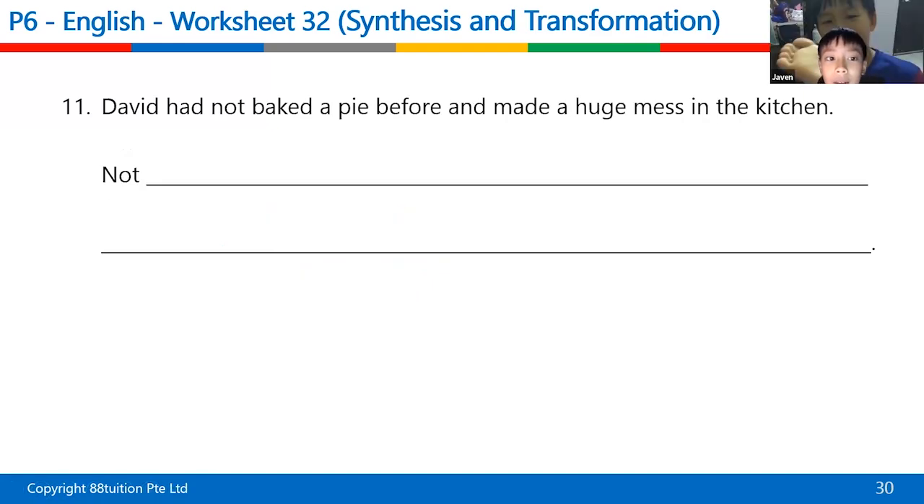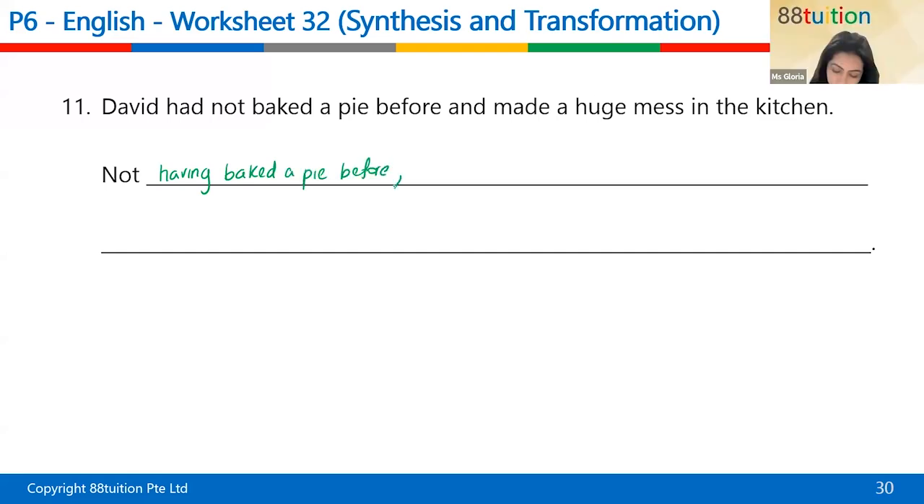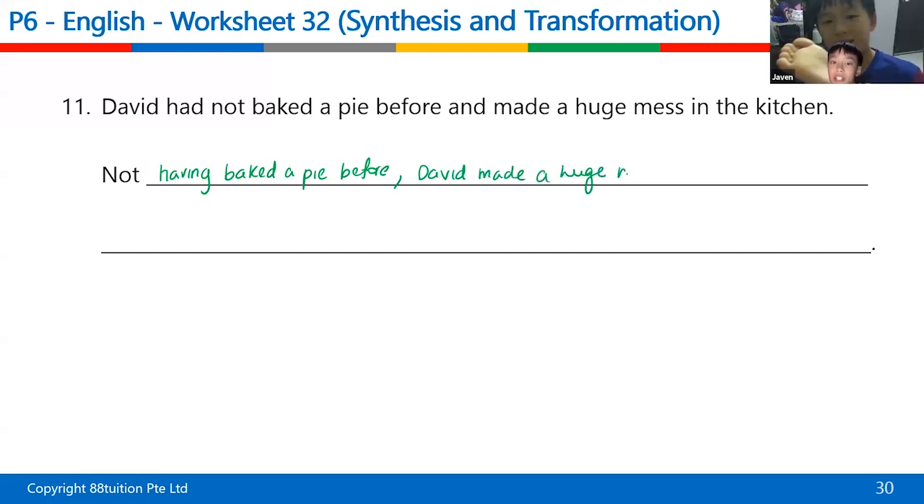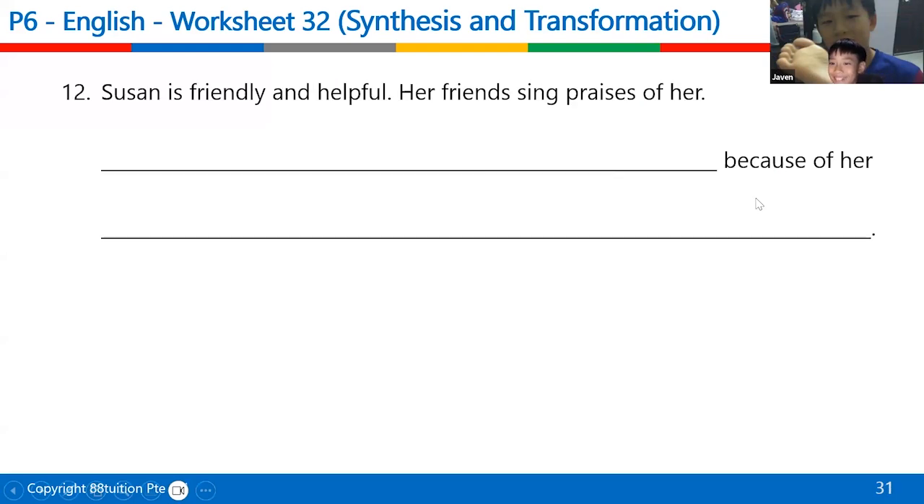Not having baked a pie before, David made a huge mess in the kitchen. Comma. Not having baked a pie before, comma, David made a huge mess in the kitchen. Not mistake, mess. All right, Haley, number 12.